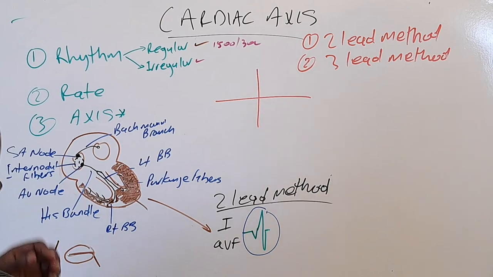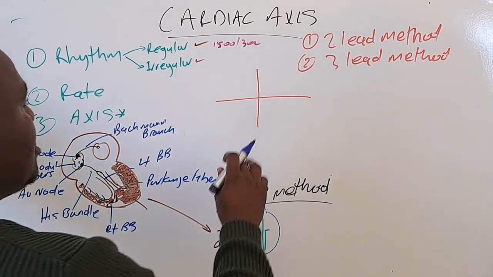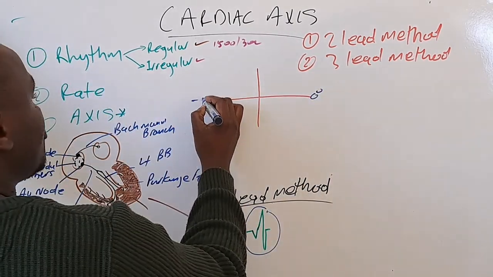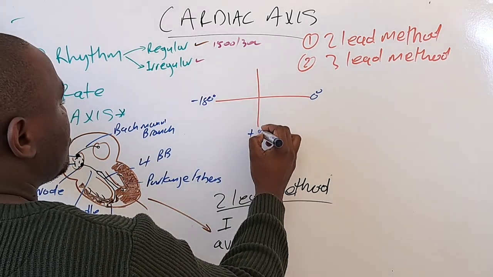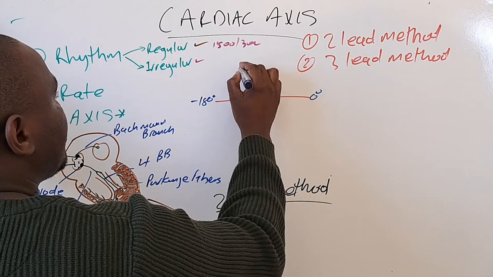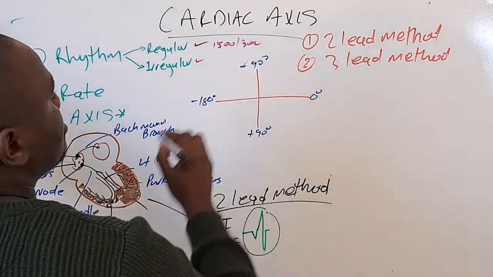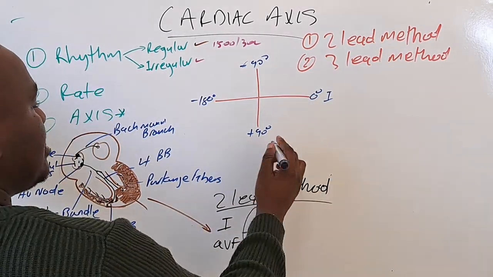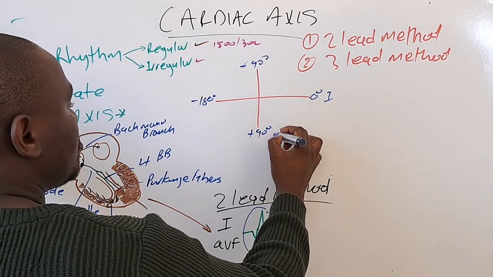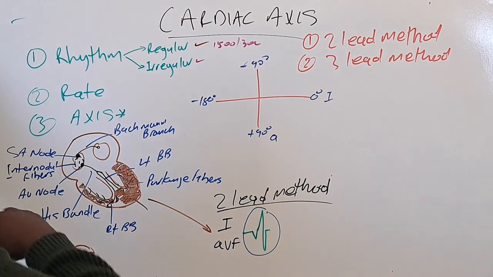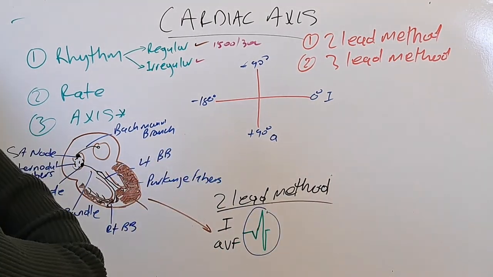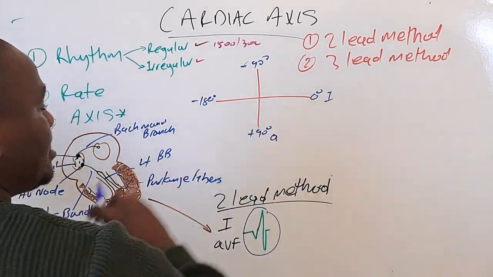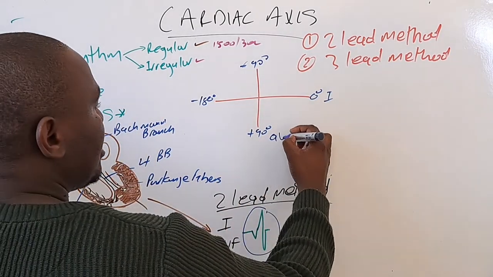Okay. Let's go back to our quadrant. So on the quadrant, what you must just memorize is that right here you've got your 0 degrees. Right here you've got your minus 180 degrees. Right here you've got your positive 90 degrees, right? You've got your negative 90 degrees. 0 degrees corresponds with lead one, and let me just say the horizontal plane, or the x axis, corresponds with lead one. And the y-axis corresponds with AVF, right?